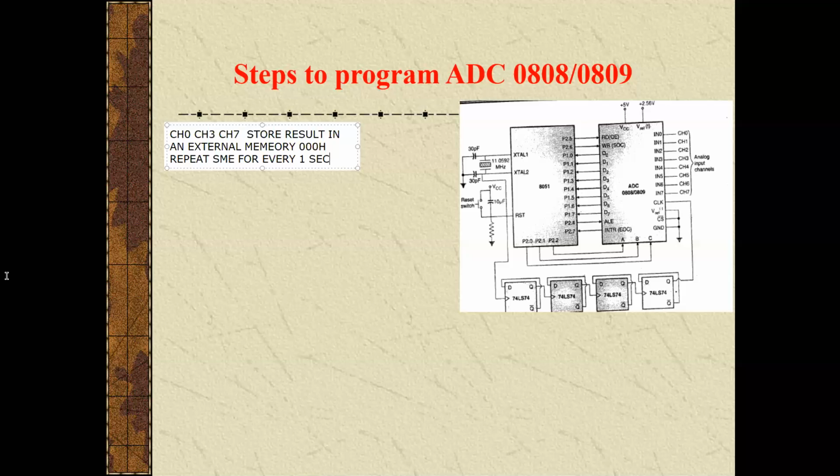Those pins are interfaced to the microcontroller at port 2, P2.6 and P2.7. After conversion is over, the 8-bit data is present at the output lines D0 to D7, and we accept the data through port 1. So we have to write the program like that.